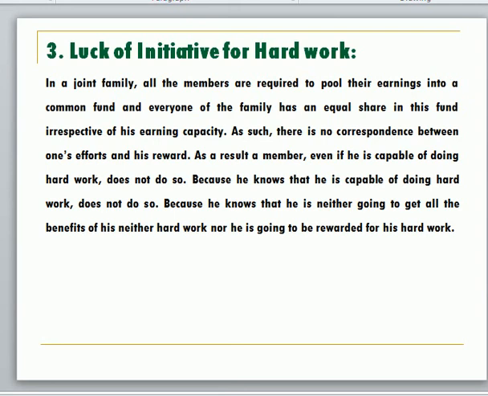In a joint family, all the members are required to pull their earnings into a common fund and everyone in the family has an equal share in this fund, irrespective of his earning capacity. As such, there is no correspondence between one's efforts and his reward. As a result, a member, even if he is capable of doing hard work, does not do so because he knows that he is neither going to get all the benefit of his hard work nor going to be rewarded for it.